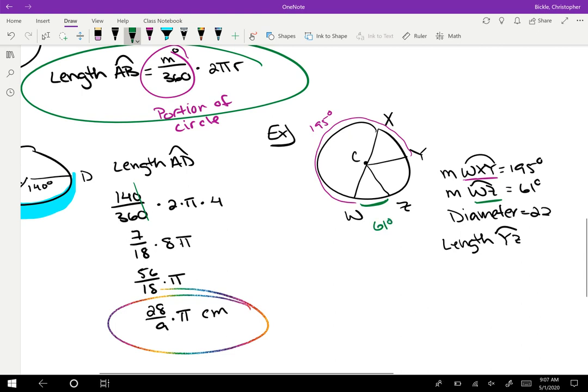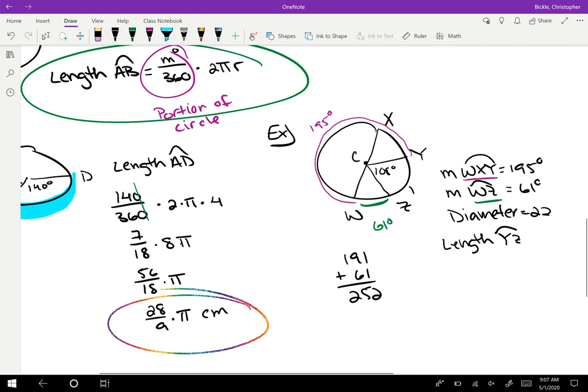Okay. So I know that this entire circle has to be 360. So if I add those two, the 195 and the 61, I get 256, which means this has to be 108 degrees, right? That's what's left. Again, I know that does not look like 108 degrees. We're going to pretend it is, okay? So I was able to find the measure of this central angle YCZ to be 108 degrees. I was able to find that because I know that the measure of the central angle is the same as the measure of the arc. So I was able to use what we did before to find that.